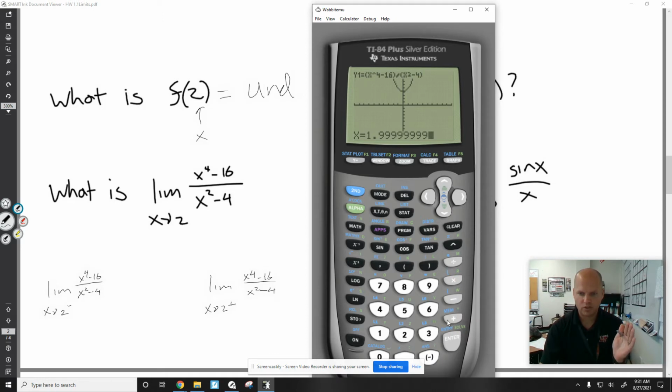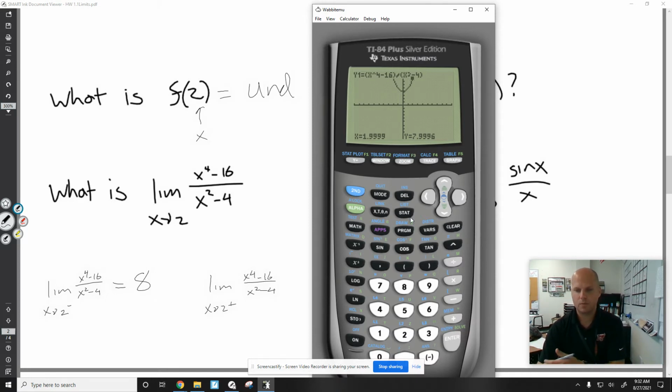But if you plug in something close to 2, like eventually my calculator, when I plugged in 1.999999999, it rounded up to 2. It doesn't like too many decimals. It can't show everything. And it rounded what is essentially 7.9999999 up to 8. So sometimes don't go too far. You can see, as I get close to 2, I'm getting close to 8. So from the left, I'm approaching the y coordinate of 8.